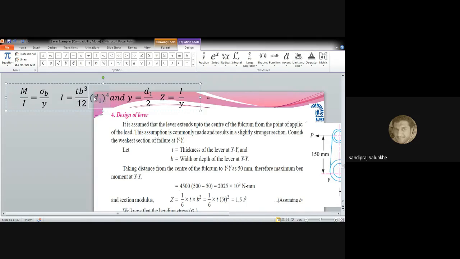Okay, and how much will Y be? T by 2. So the section modulus which we are going to calculate is I by Y. So what value of section modulus are you getting now? Just put the T and B values and take this I by Y. What value of section modulus are you getting?